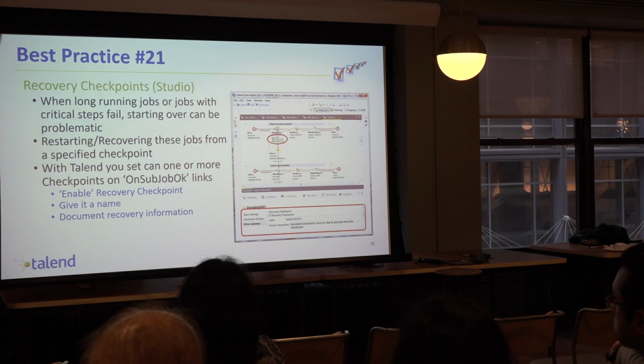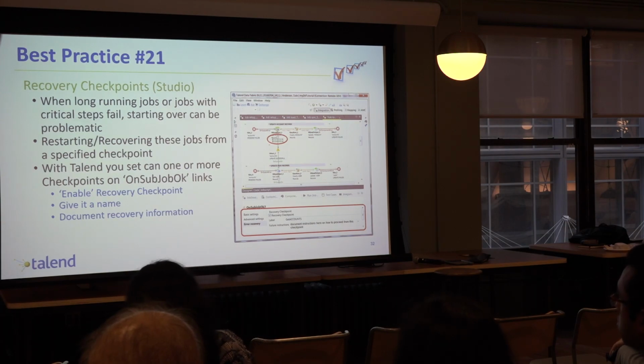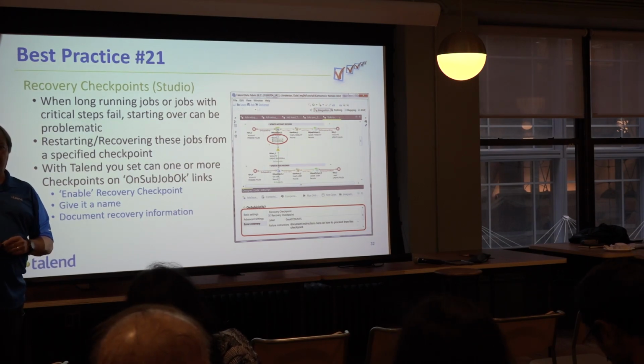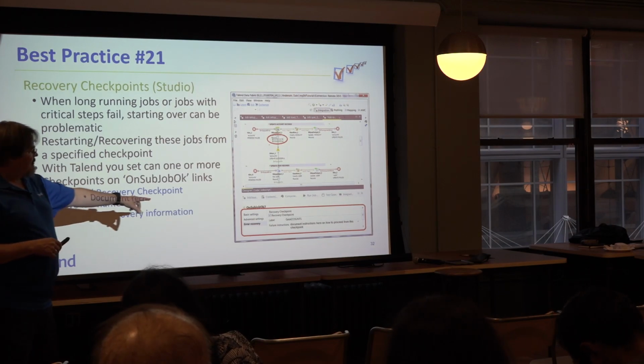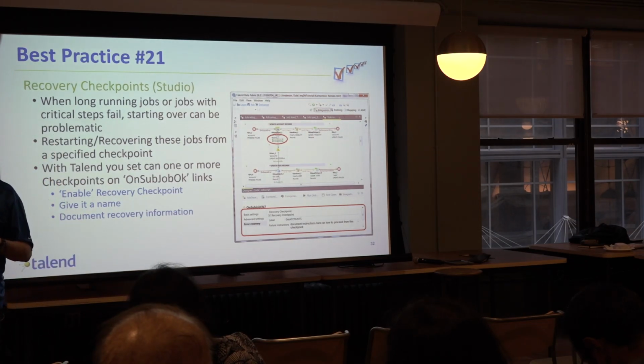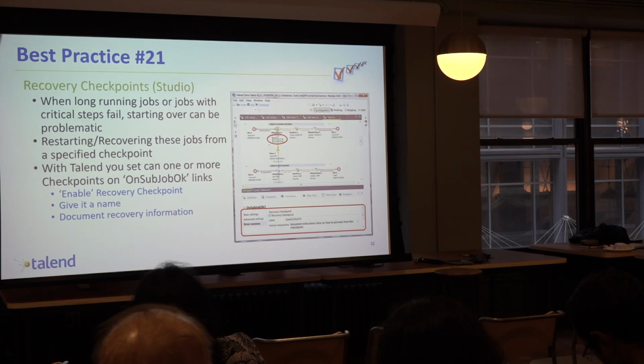Recovery checkpoints is a technique that you can implement that's fairly easy and straightforward. What you do in your job design, and you can see my job there, there's a red bubble around on subjob OK. Remember, that's a trigger that connects 2 components. If I right-click that and I go down to the error recovery tab, I can give that a name. Just by virtue of giving it a name, I've created a checkpoint. And it will generate the proper Java code to save that checkpoint whenever it hits that trigger.